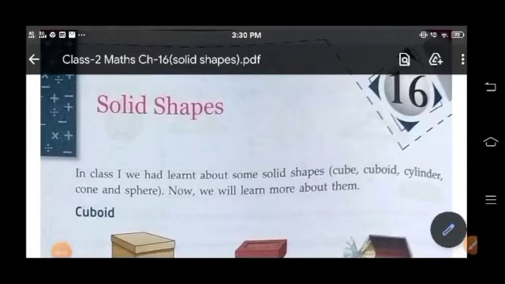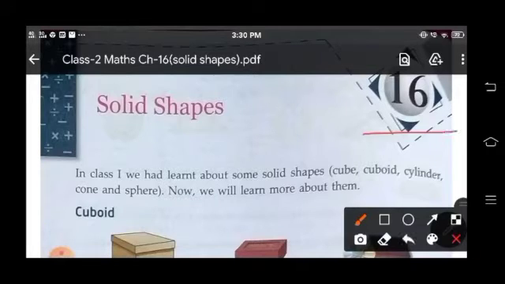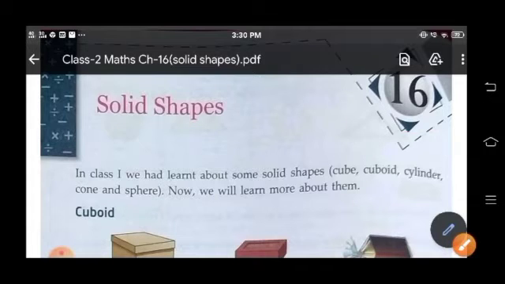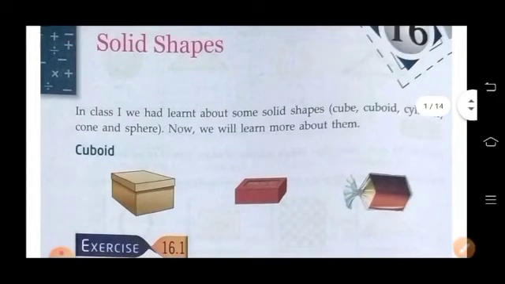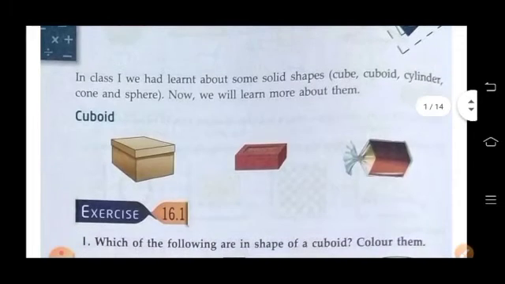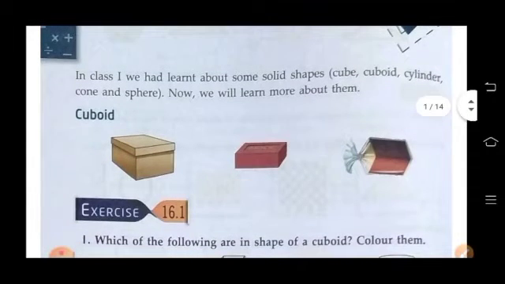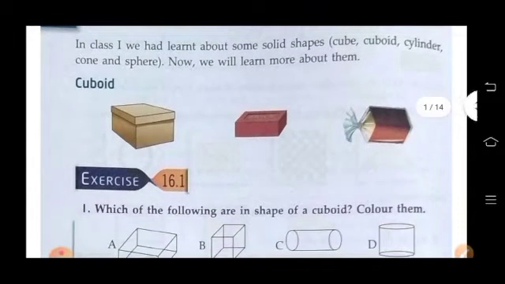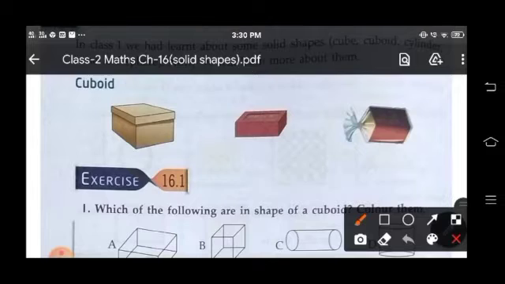Today we are going to start chapter 16, solid shapes. So children, in class 1 you have already learned about the solid shapes: cube, cuboid, cylinder, cone and sphere. Now we'll learn more about the other shapes. So let's see the cuboid first. So this is a shoebox, then brick, then a gift wrap.